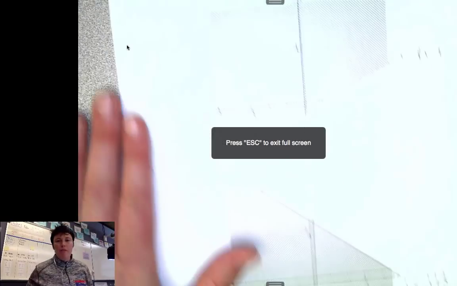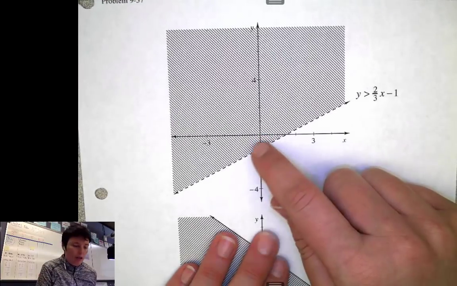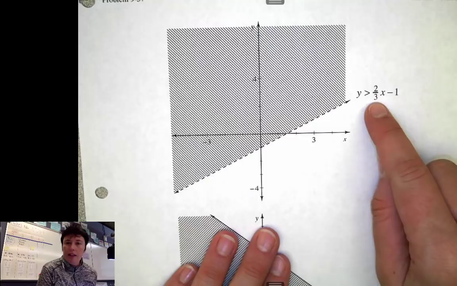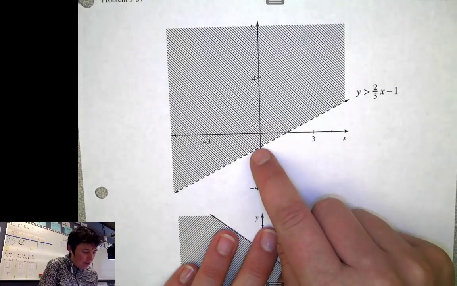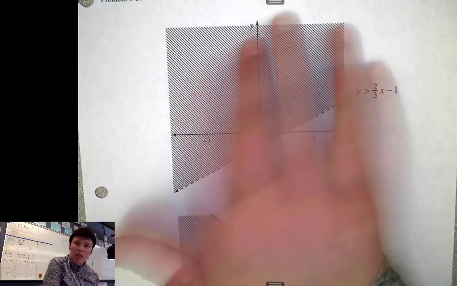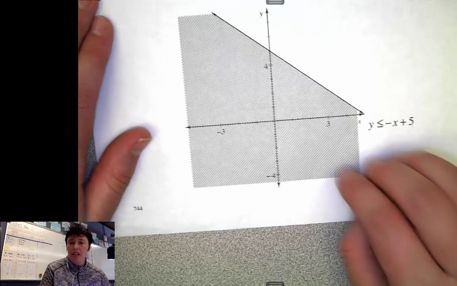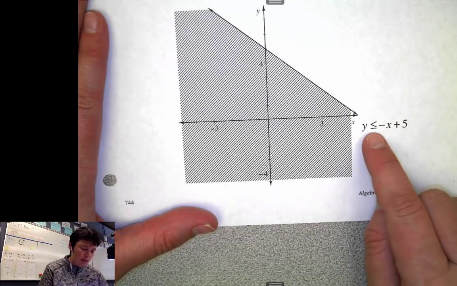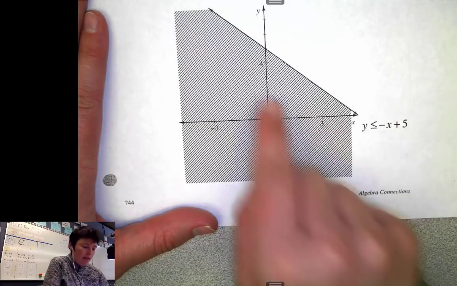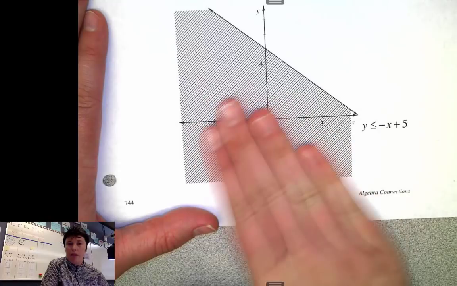I've pre-made some graphs today. The first one on top is a graph of y is greater than 2/3 x minus 1. It starts at -1, goes up 2/3, up 2/3, and has a shaded region up above. I've done all the work and made the graph. Then I made a second graph of a totally different inequality: y is less than or equal to -x plus 5. It starts up here at 5, has a -1 slope, and a shaded region down below.